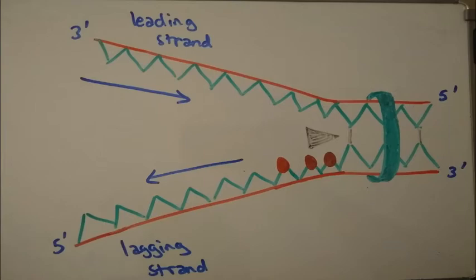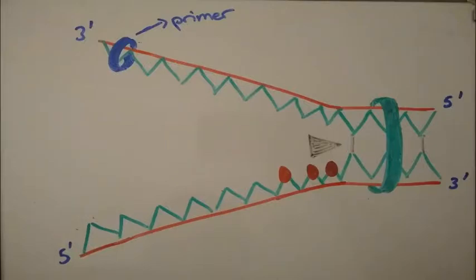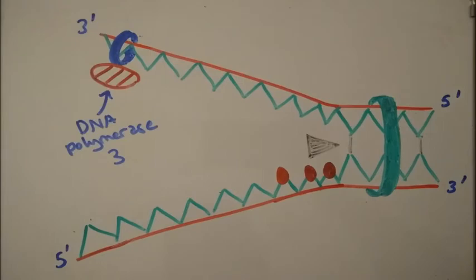Another enzyme known as RNA primase synthesizes primers which latch onto the DNA to begin replication. DNA polymerase III then attaches itself to the same location as the primer to read the DNA and begin adding nucleotides to form the new strand.